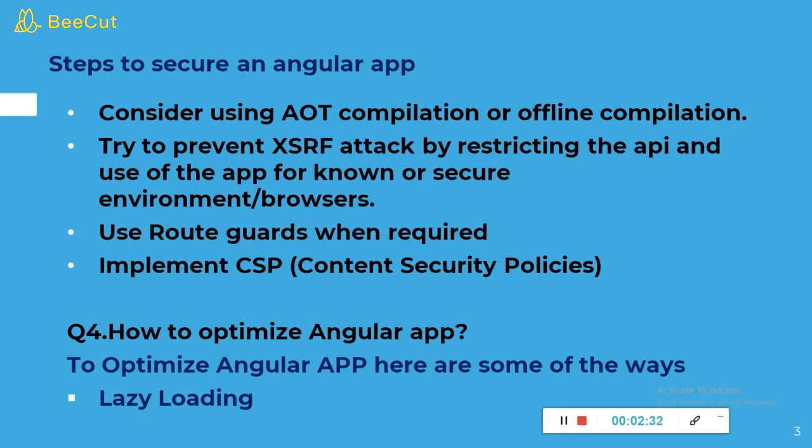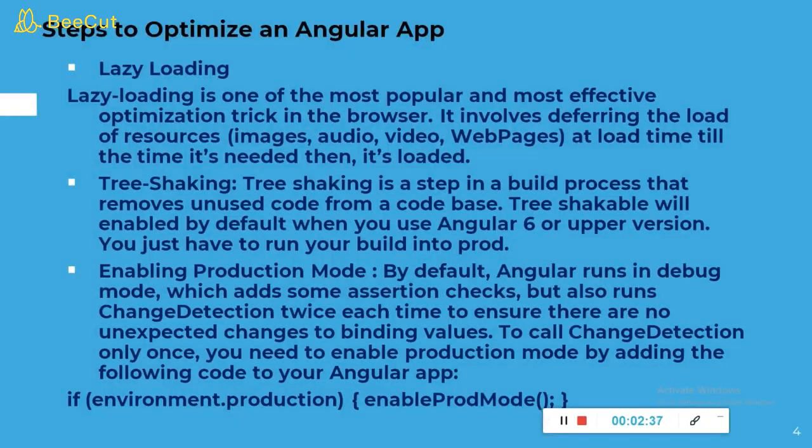How to optimize an Angular app? To optimize an Angular app, here are some of the ways. First one is lazy loading. Lazy loading is one of the most popular and effective optimization tricks in the browser. It involves deferring the load of resources at load time till the time they are needed. Tree shaking. Tree shaking is a step in a build process that removes unused code from the code base. Tree shaking will be enabled by default when you use Angular 6 or a higher version. You just have to run your build for prod.